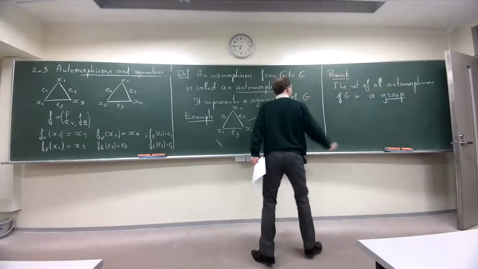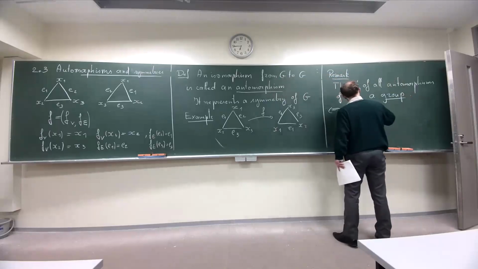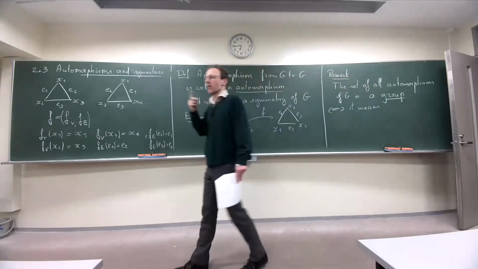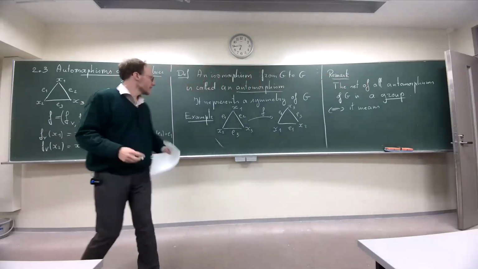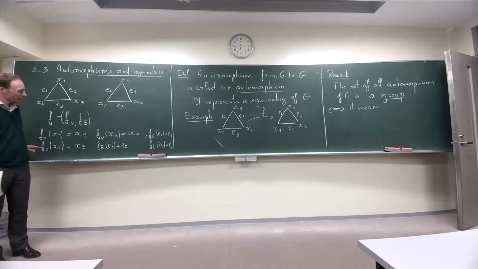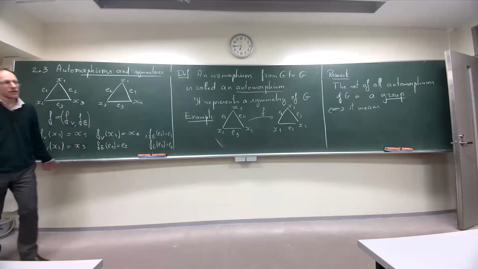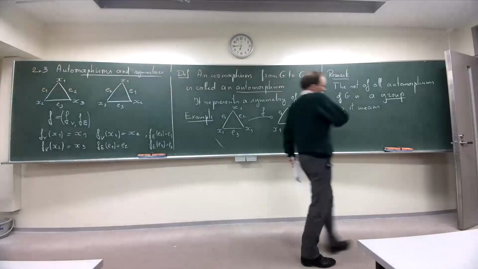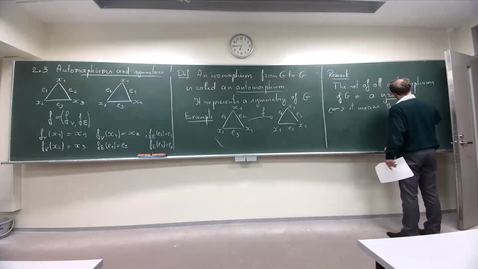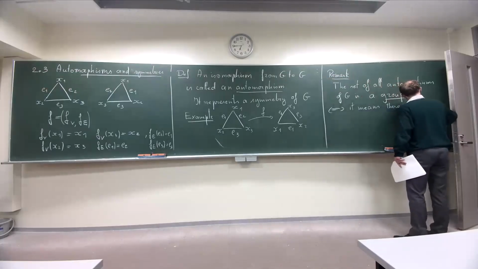So what is a group? What does it mean? It means in a group, you always have an identity, which is doing nothing. And indeed, I can define f being f of x1 is x1, f of x2 is x2, f of x3 is x3, and the same for edges. You do nothing. This is an automorphism. It means there is an identity.